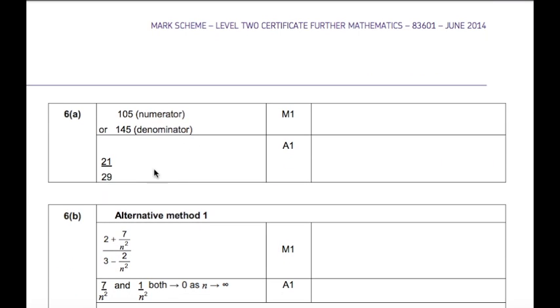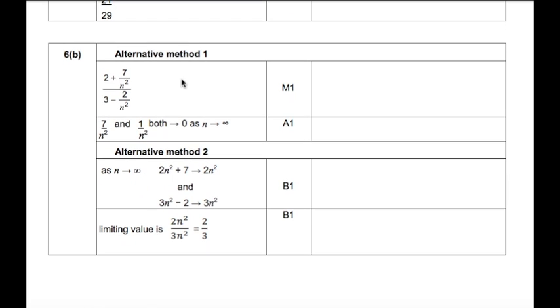So there's our 21 over 29. So there's a couple of ways of doing it. You can either divide each term in the fraction by n squared. So 2n squared becomes 2, 3n squared becomes 3, 7 becomes 7 over n squared, 2 becomes 2 over n squared. And then as n tends to infinity, both of these will tend to 0. So these would disappear and you'd just be left with 2/3.